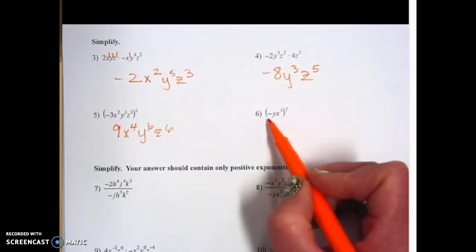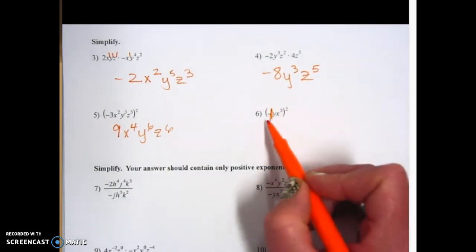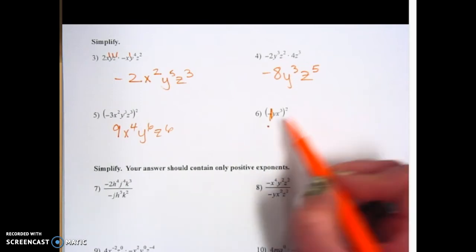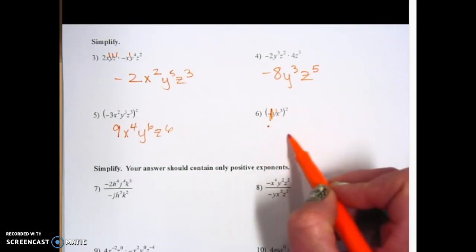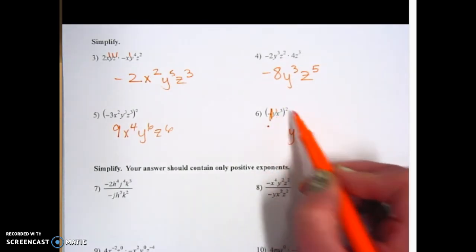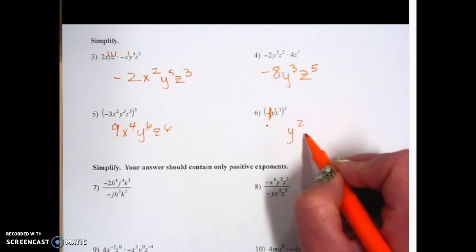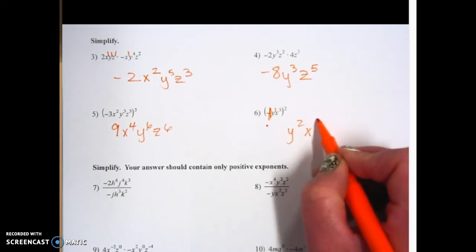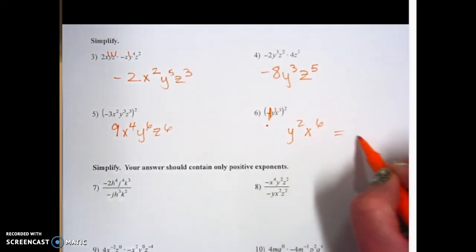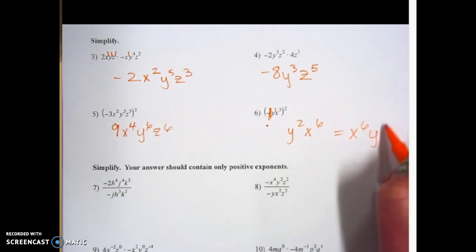Number 6. I'm going to write a 1 there because I've got my -1 squared, which is +1, which I don't even need to write. Y to the first squared is y squared. X to the third squared is x to the sixth. Generally, you'd write this first, so you'd say x to the sixth, y to the second.